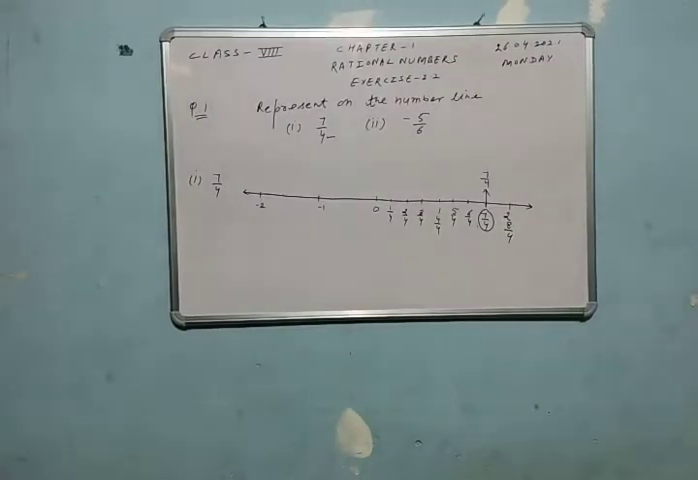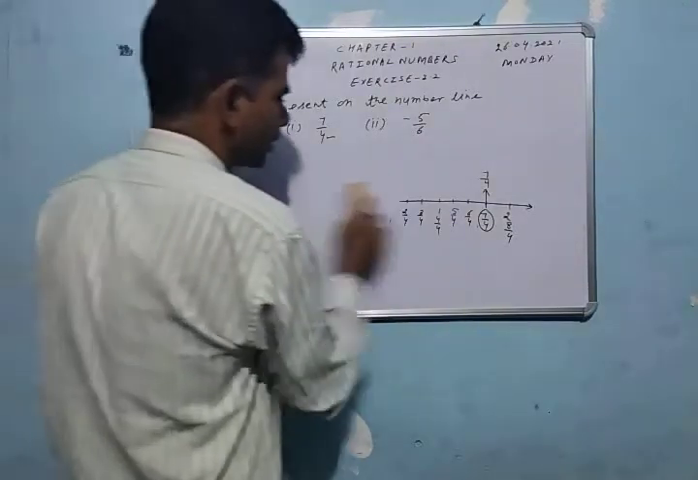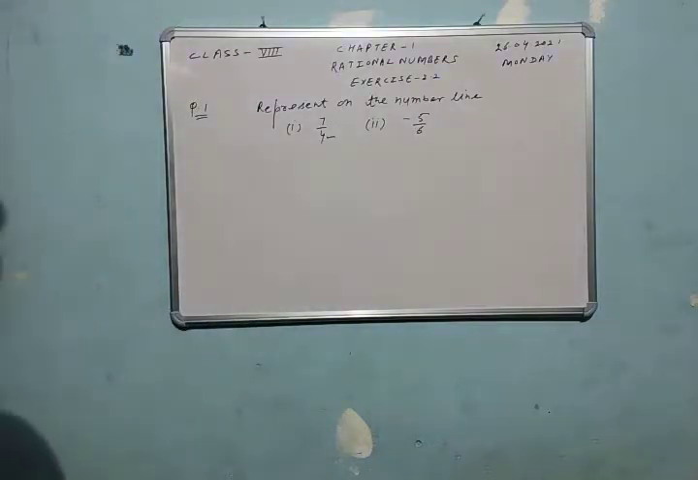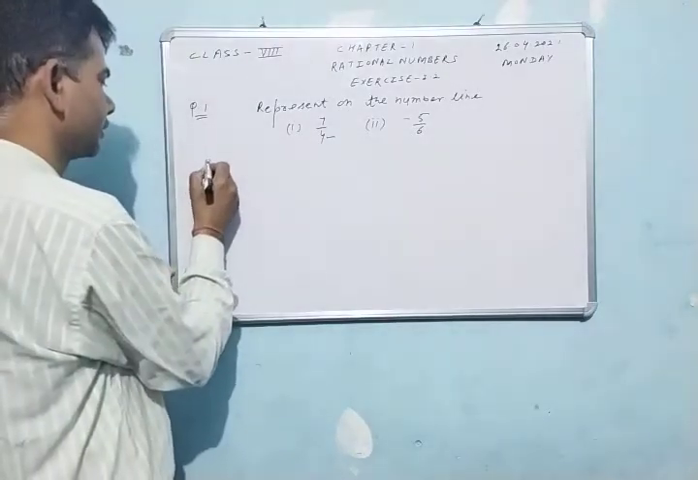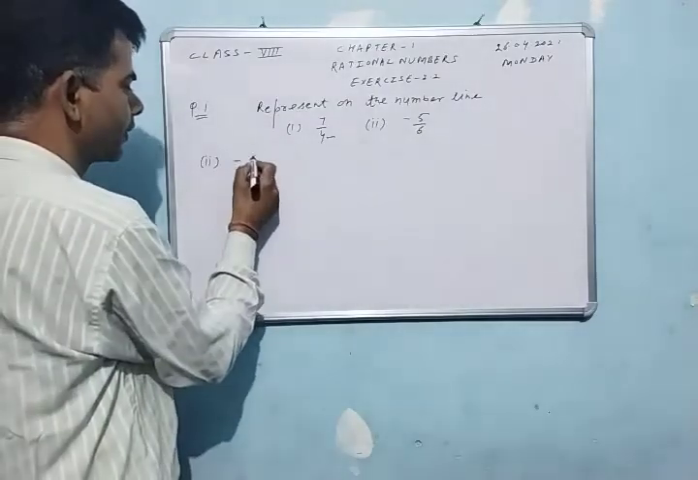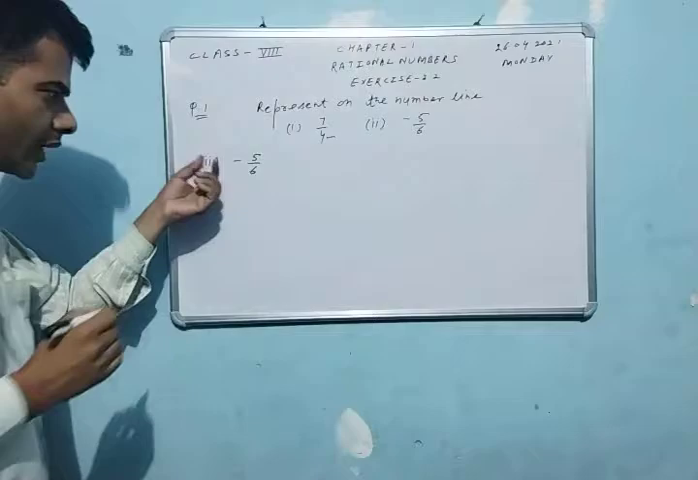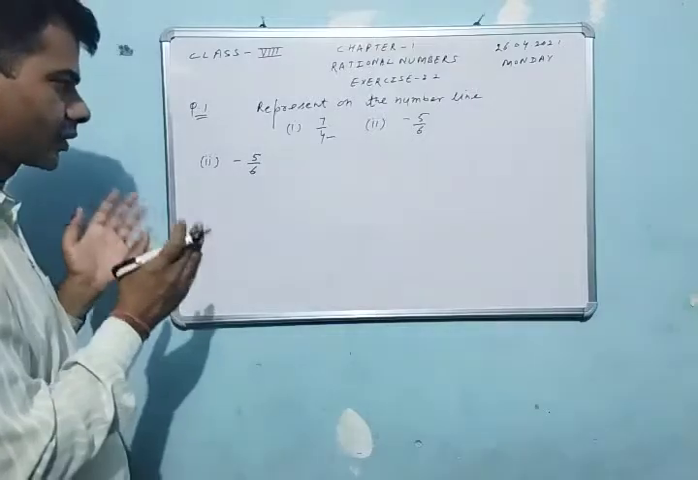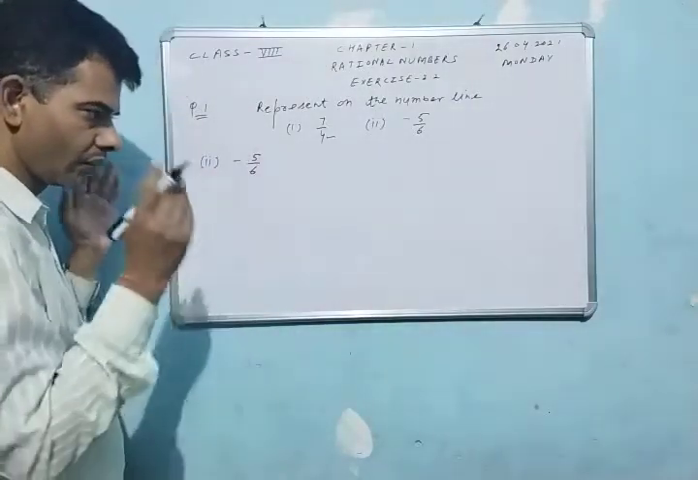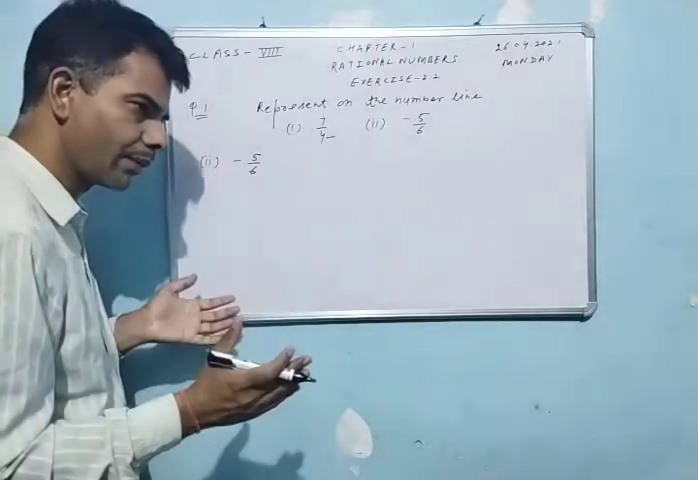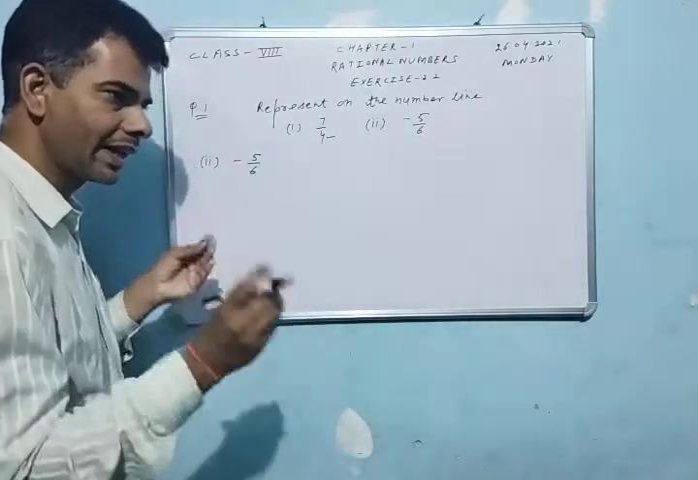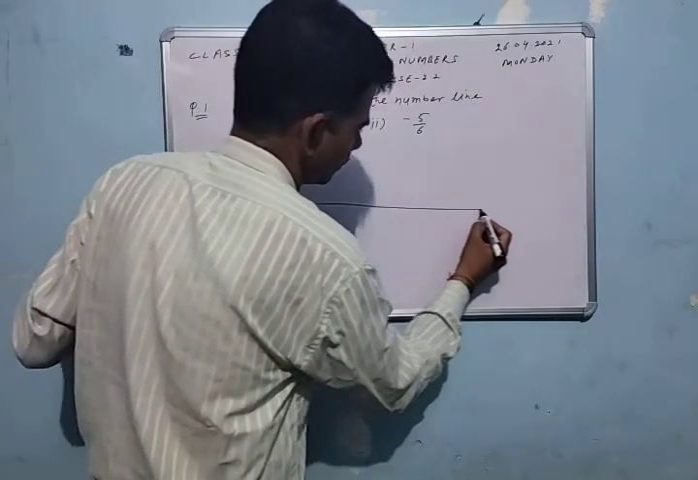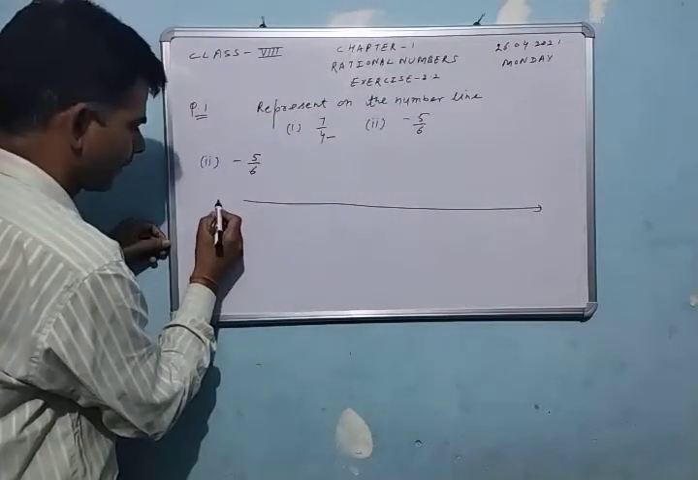Now students, the second part is a rational number, that is minus 5/6. Students, minus 5/6 is a rational number. To represent minus 5/6 on the number line, first of all we will draw a number line with the help of scale and pencil.